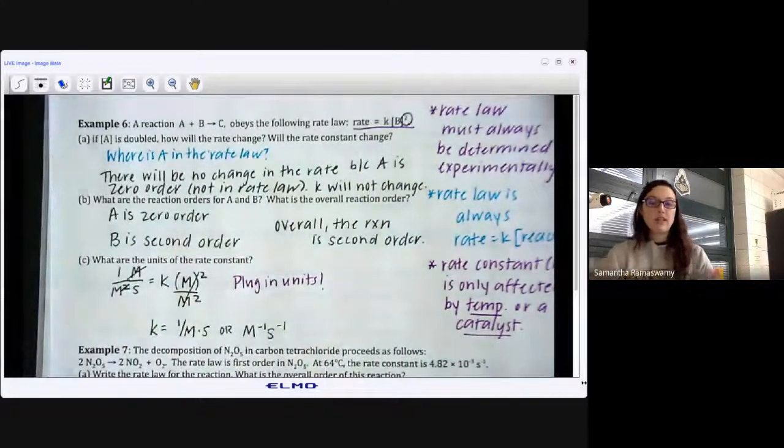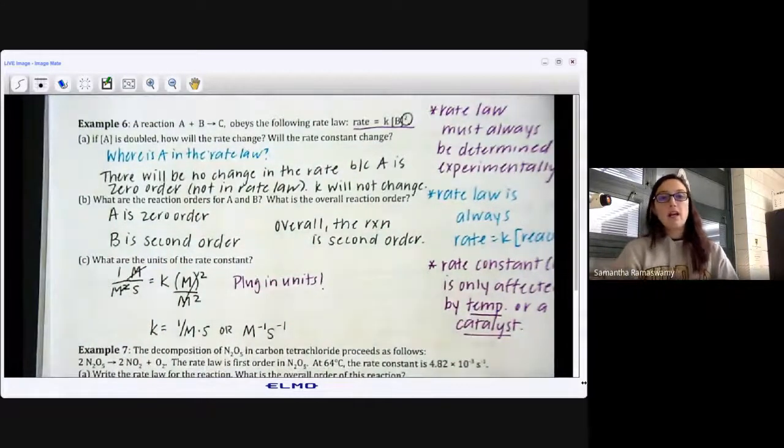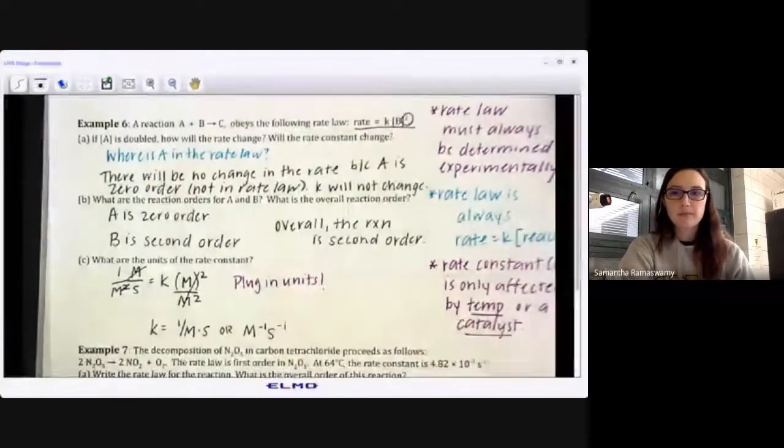That way we can tell, based on the rate law, A is a reactant, B is a reactant. So we would expect to see both of those in the rate law. Well, if we don't see A, that's because A is zero order. So the balanced equation helps to tell us what our reactants are and what our products are.